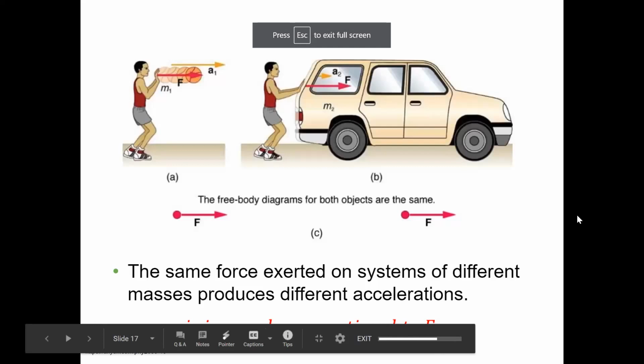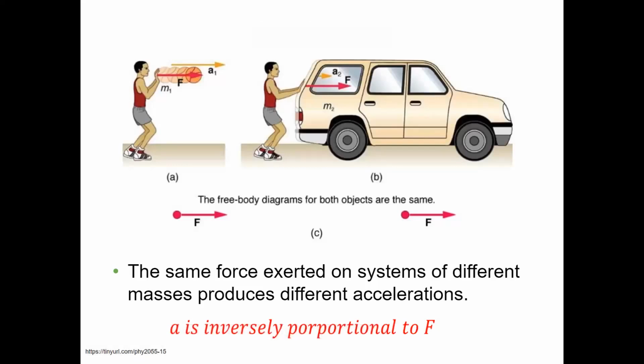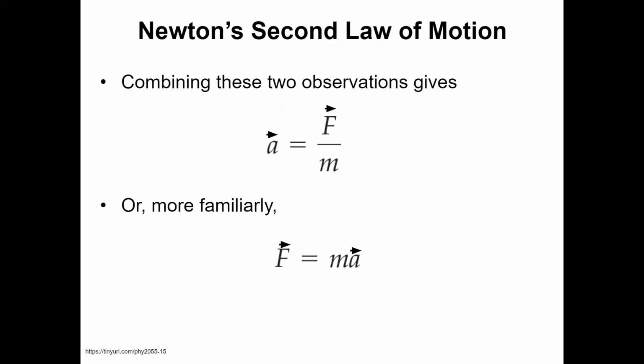So combine those two statements. Acceleration is proportional to the force you apply, and it's inversely proportional to the mass. So then you can easily arrive at this conclusion: the acceleration should be proportional to the force and inversely proportional to the mass. So you can set this up: acceleration is equal to force divided by mass. That's what Newton actually proposed.